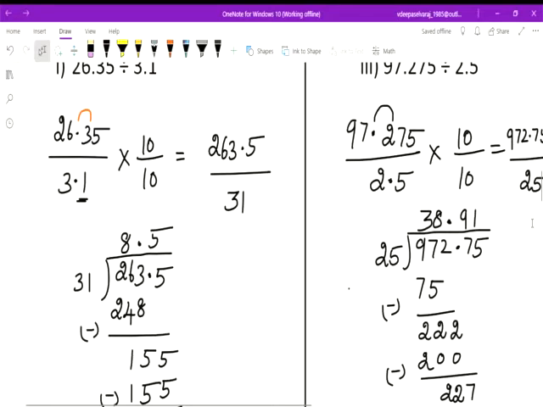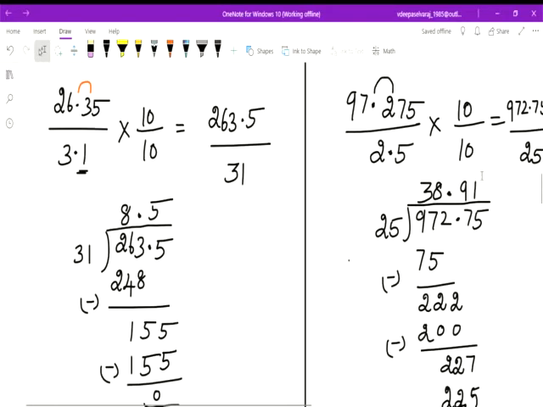I repeat this. 97.275 divided by 2.5. Okay. So we are going to multiply with a 10 because only one decimal is there. So it becomes what? 972.75 divided by 25. So now divide this. In 97, how many 25 are there? 3 times. So 3 into 25, you get 75. Now you subtract this, what you will get? 22. And take the next digit, 2.